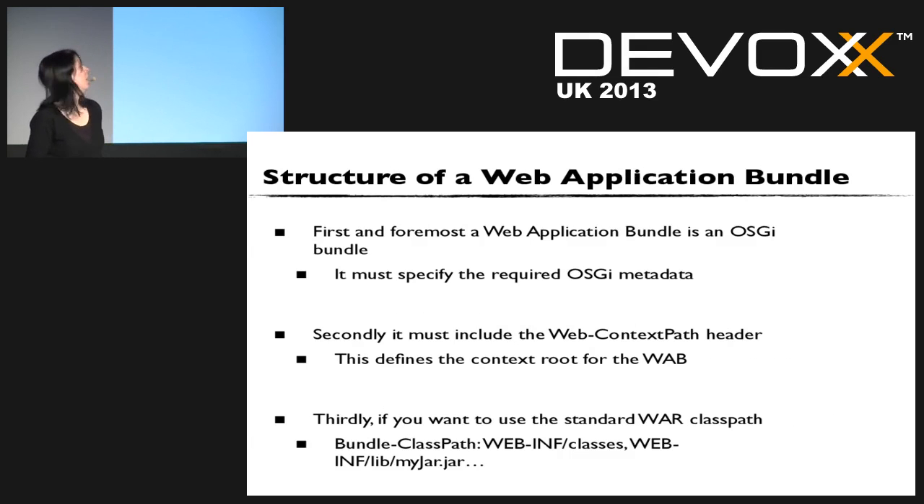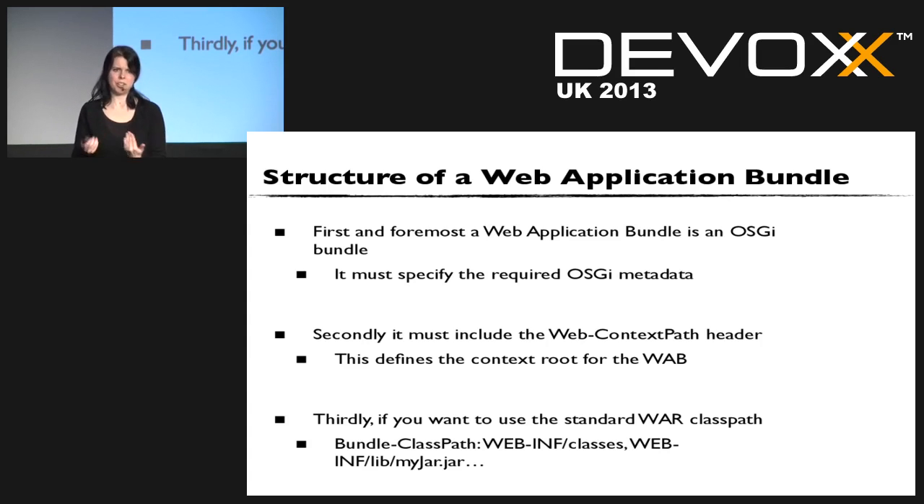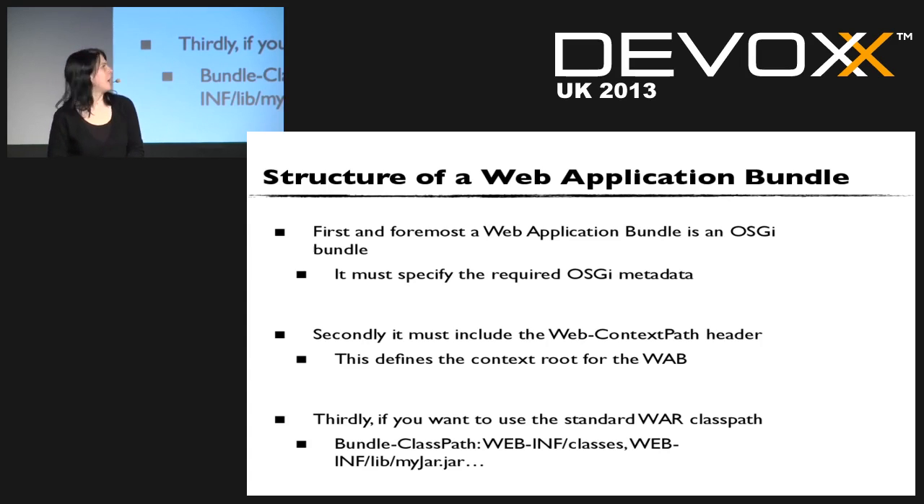A web application bundle is an OSGi bundle. You have the same OSGi metadata. The thing that identifies it as a WAB, so if you go do this yourself, the one thing that you absolutely have to add is the Web-ContextPath header. And this lets the container see, oh, this is a WAB, let me do the right thing. And again, if you want it to have that interoperability, you do have to add a Bundle-ClassPath so that the slightly strange war class path works within OSGi.